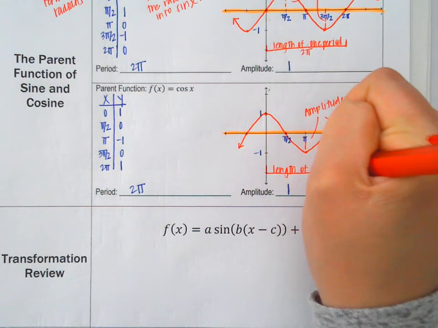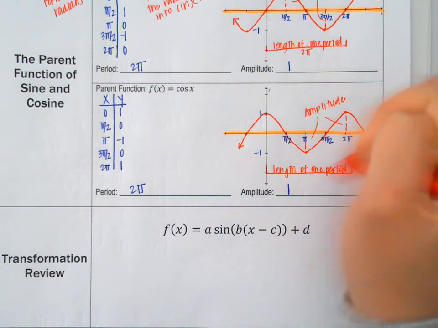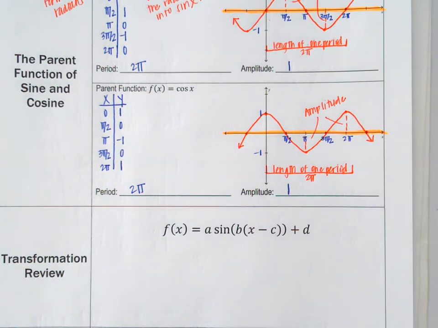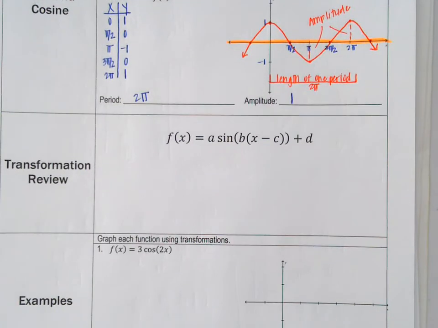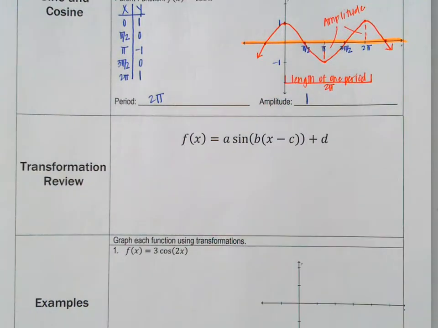Now, obviously, all of these can change when we apply our transformations, which we are going to do. So all of these are going to change, but for right now, we're just seeing what the normal is for my parent functions. And then we're going to apply our transformations, what we already know, and use that to help us. So let's do a little refresher of the transformations that you guys learned last semester.